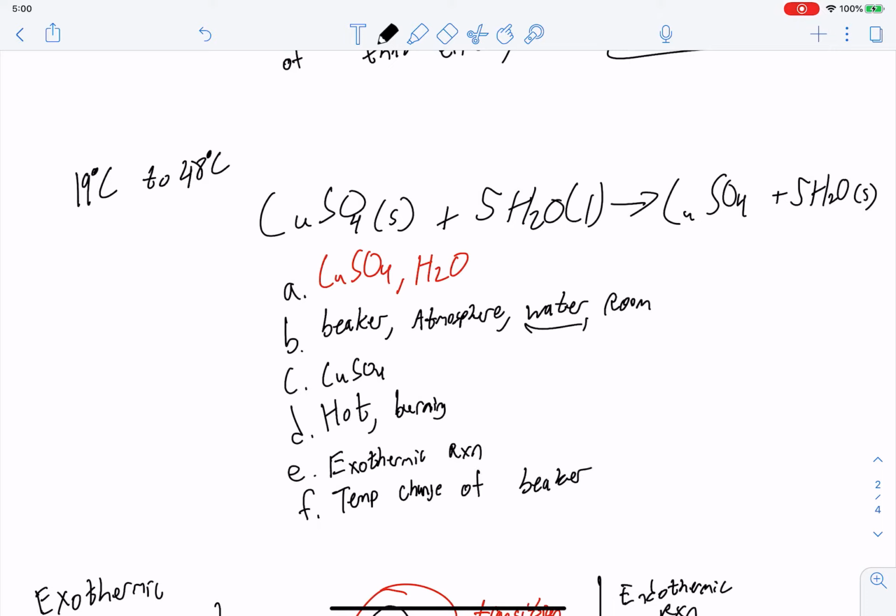Okay, so this is a good example of defining systems versus surroundings, and hopefully the rest of the questions flow from that.